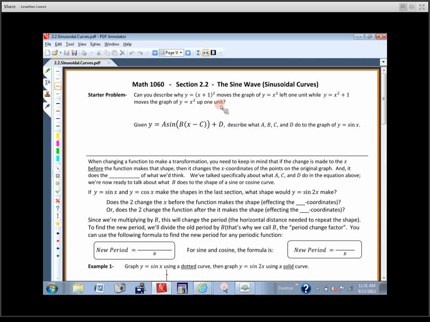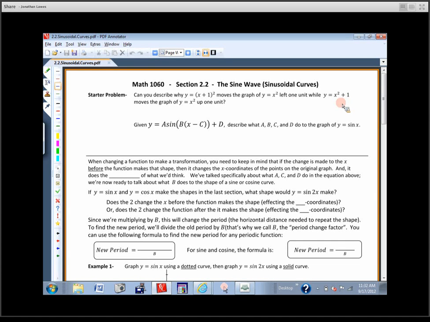We were going to work on graphing the beginning, the middle, the end, and then the quarters. It's a really important skill to have. And this section starts out with a starter question. It says, can you describe why this graph would be moved left 1 unit, while that one is moved up 1 unit?